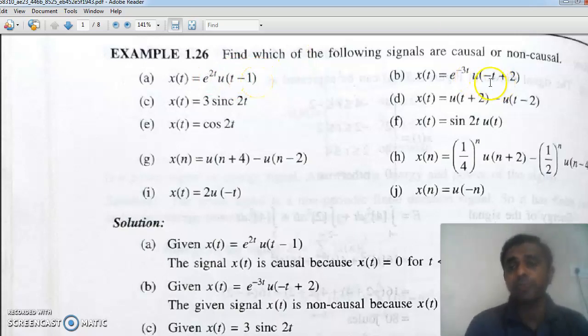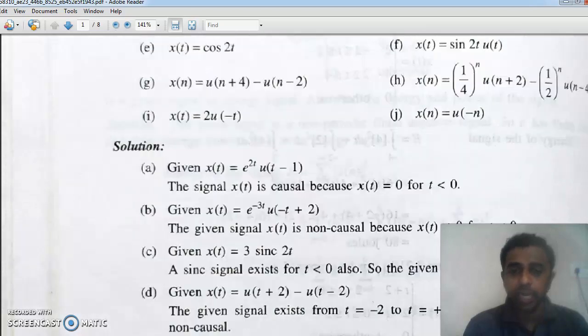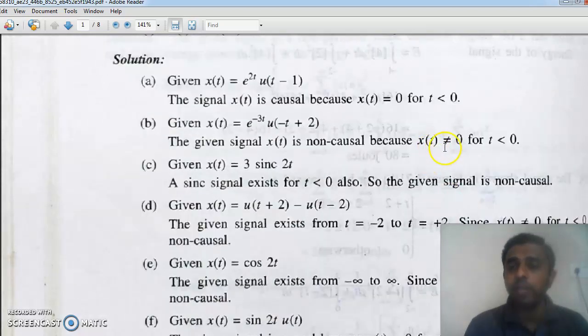Okay, likewise this one, what is u of minus t plus 2? u of minus t plus 2 starts at what? At the point where minus t plus 2 equals 0, that is minus t equals minus 2, that is t is equal to 2. Okay, so what happens? It is actually a non-causal signal because it is having values for negative values. x of t is not equal to 0 for t less than 0. So it starts at 2 and extends up to minus infinity because this is a flipped signal. This is a reversed signal. Okay, it starts at plus 2 and extends up to negative infinity. So this is a non-causal signal.